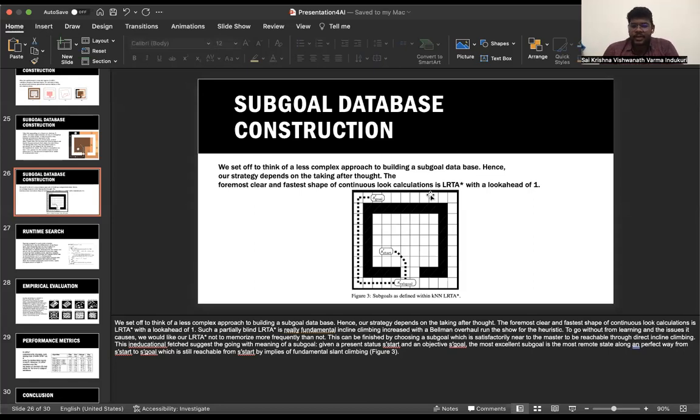The foremost clear and fastest of the real-time search calculations is LRTA star with a look-ahead of one. Such a blind LRTA star is really basic hill climbing augmented with the Bellman update rule for the heuristic. To refrain from learning and the issues it causes, we would like LRTA star not to learn more often than before. This can be done by choosing a sub-goal which is close enough to the agent to be reachable through direct hill climbing.